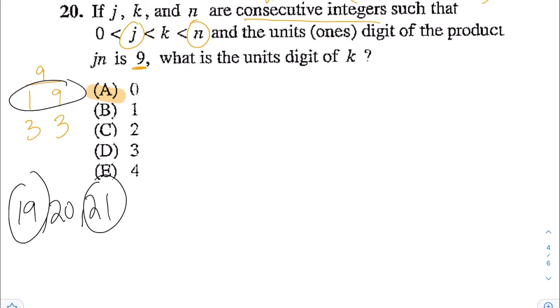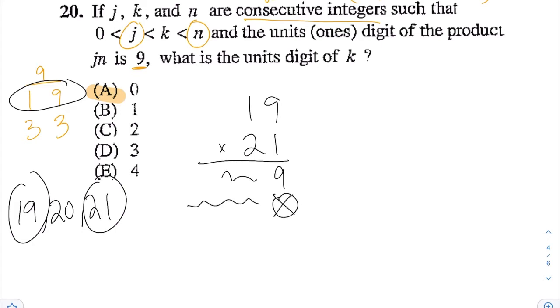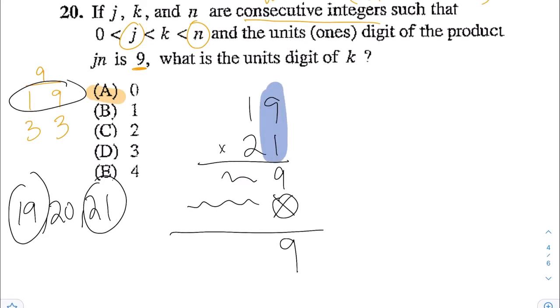Remember, when you have numbers being multiplied, if you ignore all the other place values, there's always going to be a place value where you shift it over, and there's a placeholder here. So the units place of a multiplication question is always the product of the two units digits. So here, the units digit of k, the number in the middle, has to be 0, no matter what it is. So it's choice A.